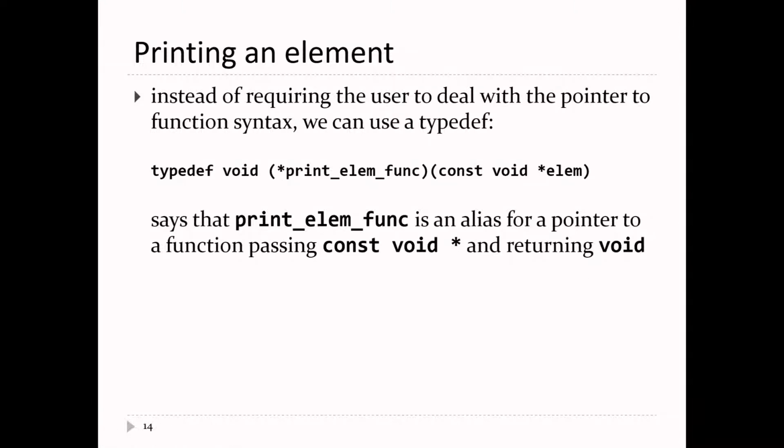And now when the user of your stack class needs to define a pointer to such a function, they can write print_elem_func as the type of that function instead of having to write void star blah round bracket const void star.